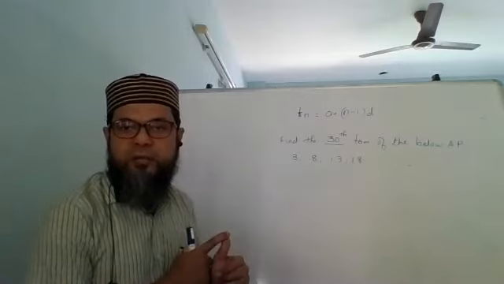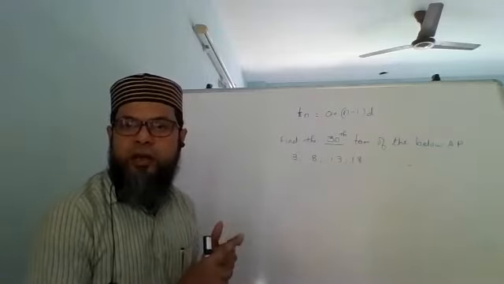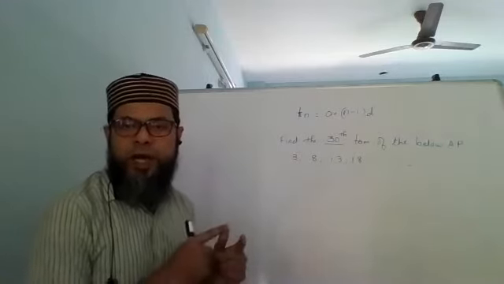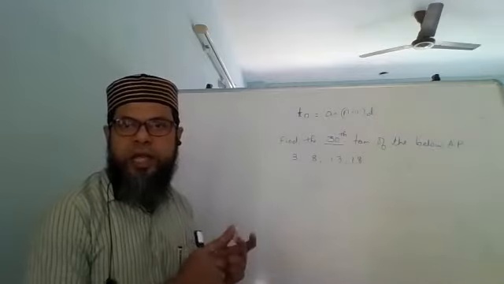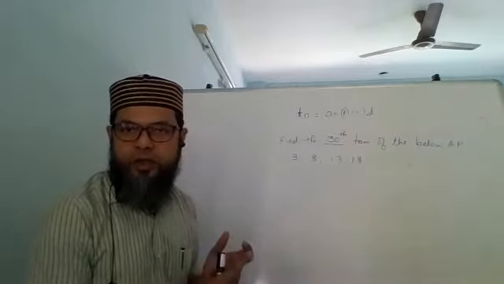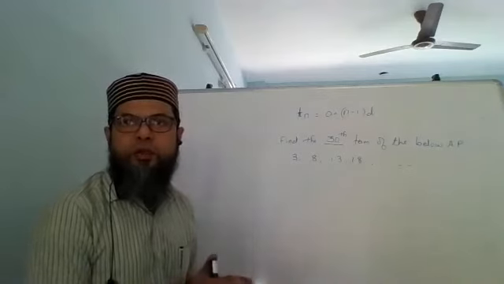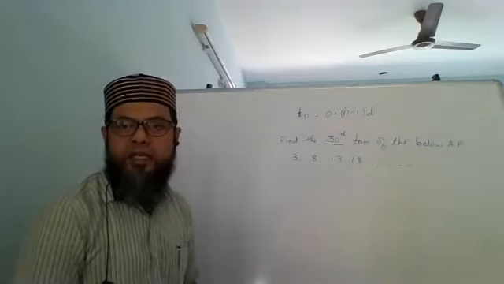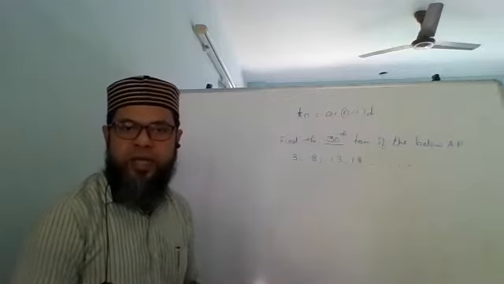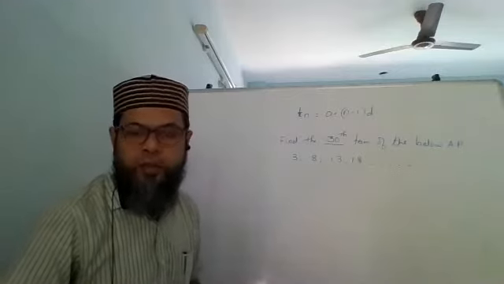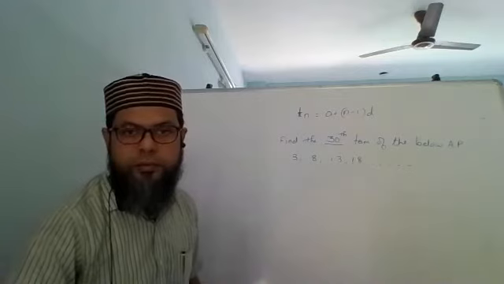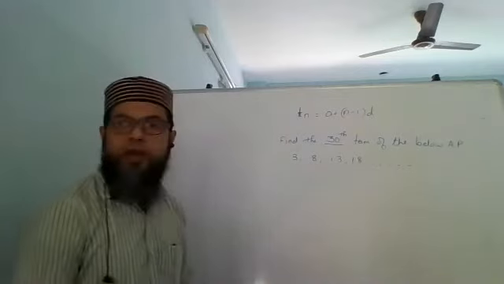Write what is given, write what is to be found out, and the formula that you are going to use. If you do these three things, chances of you going wrong reduce drastically. So first, what is given, and then what you have to find out.